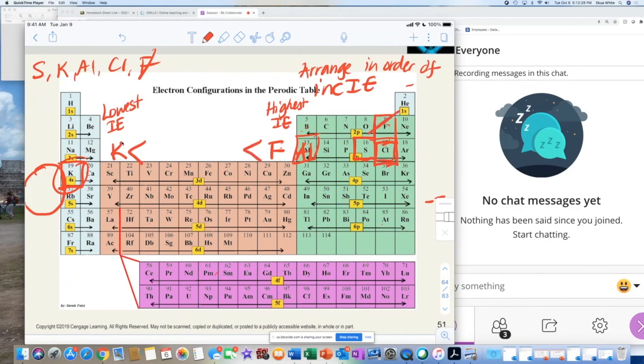How do the rest fit in? I'm assuming it'd be chlorine next, next to fluorine. Right before the chlorine will be sulfur, and then the middle, of course, will be aluminum between the two. Because chlorine is just one step away from fluorine, sulfur is like two steps away from fluorine, and then aluminum is here. And that's how you do it.